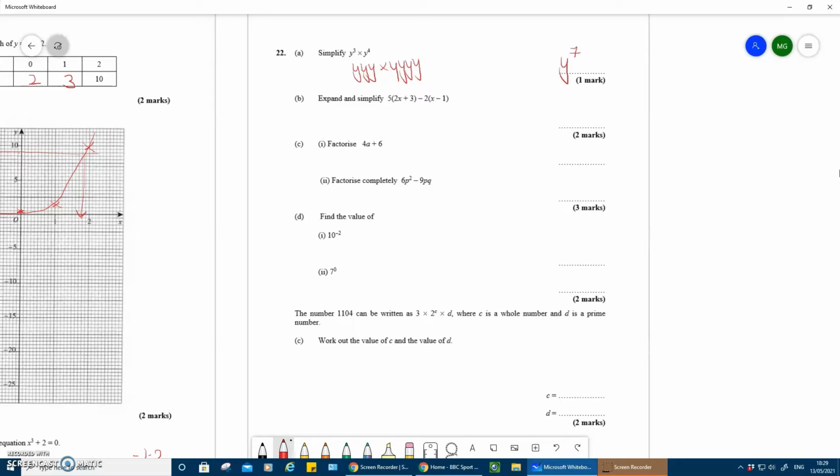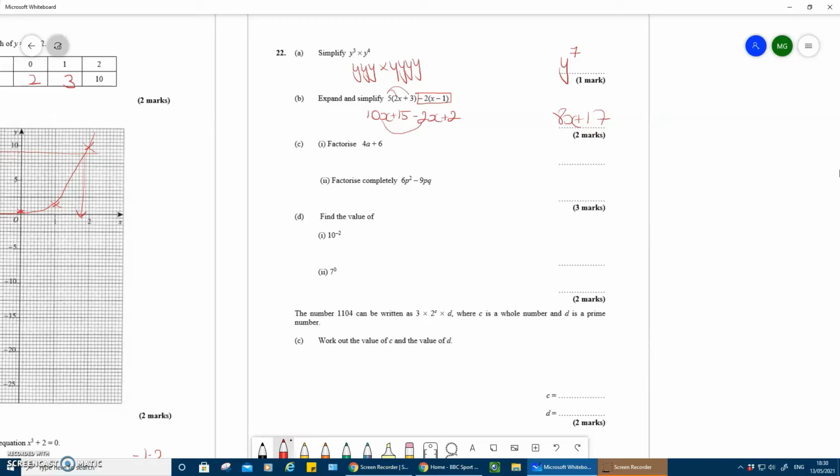This one I'll do a bit separately, as I've got to be careful because of the negative. So 5 times 2x is 10x, and 5 times 3 is 15. I would then do this here. Minus 2 times x is minus 2x, and minus 2 times minus 1 is plus 2. So altogether we've got 10x minus 2x, which is 8x, and 15 plus 2 is 17. People often get this wrong, because minus 2 times minus 1 gives a positive here.